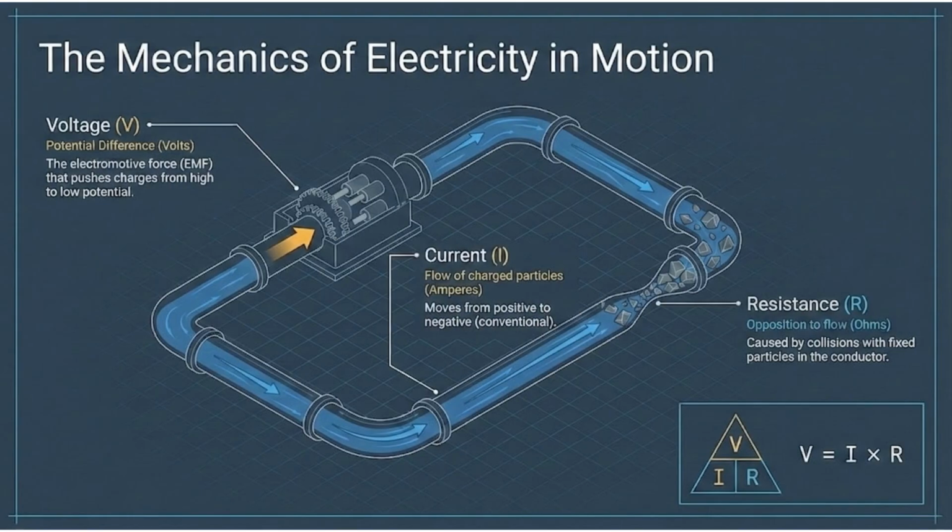The mechanics of electricity in motion rely on three concepts: voltage, the electromotive force that pushes charges; current, the flow of charged particles; and resistance, the opposition to this flow. These are related by Ohm's law. Voltage equals current times resistance.